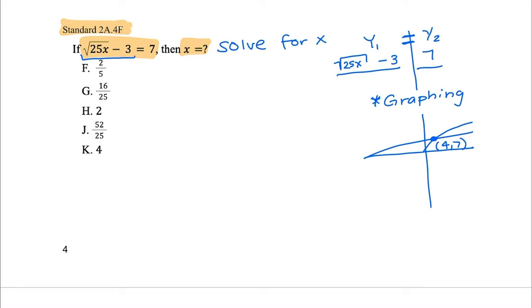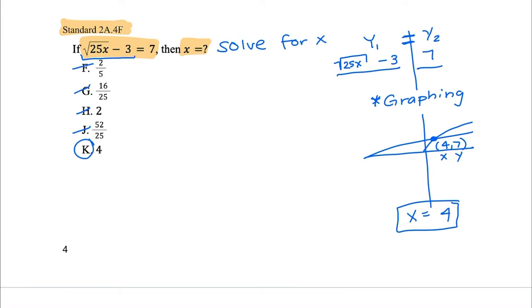But this basically means that these two lines are crossing at one point. So my answer for this is going to be the x value, right? So the 4 is x and the 7 is y. That means that my answer to this is going to be x equals 4. So my answer is K. Now that's how you do it graphically.